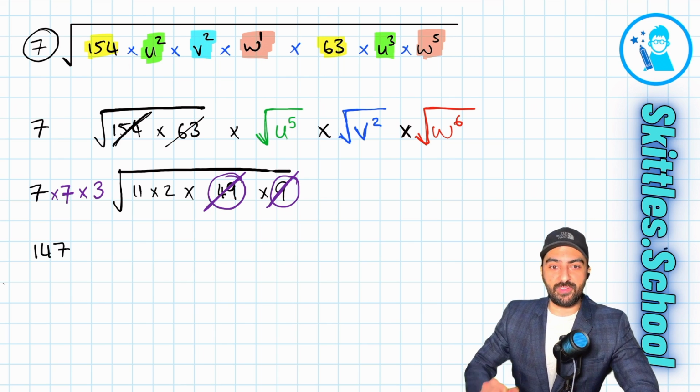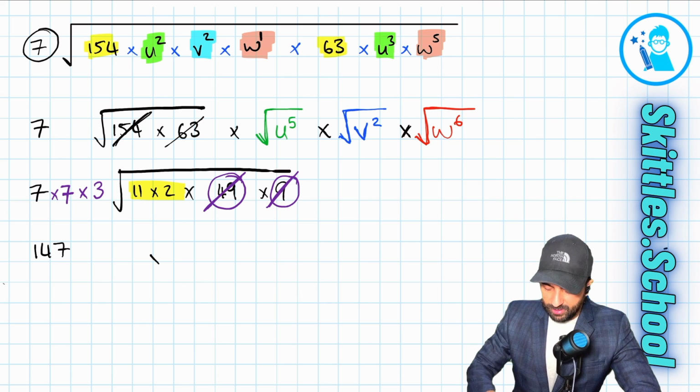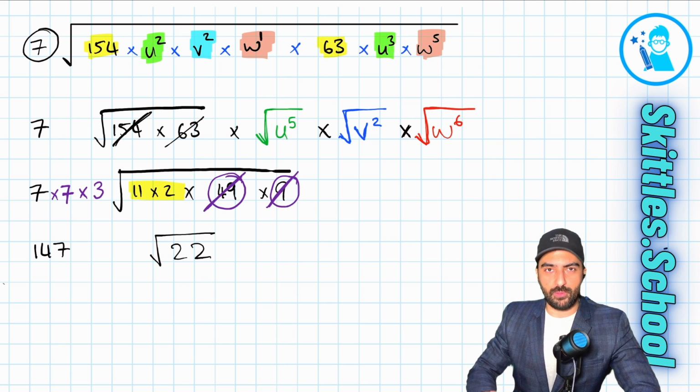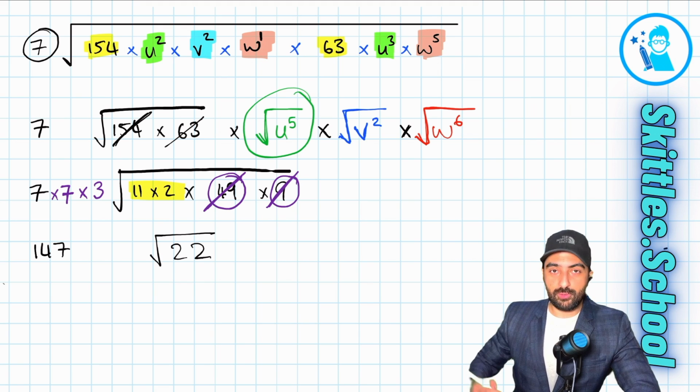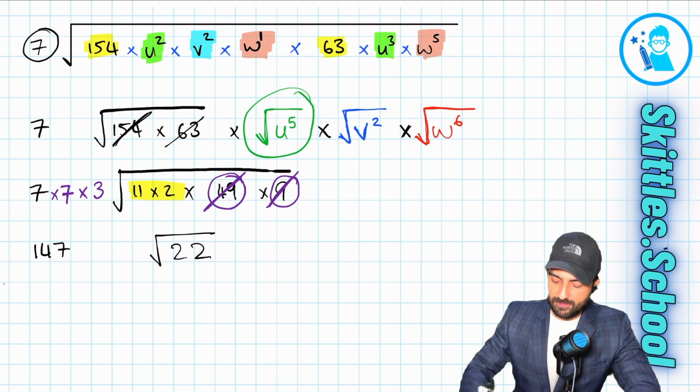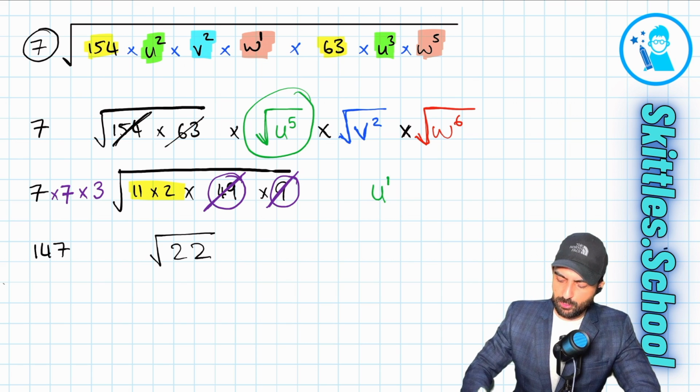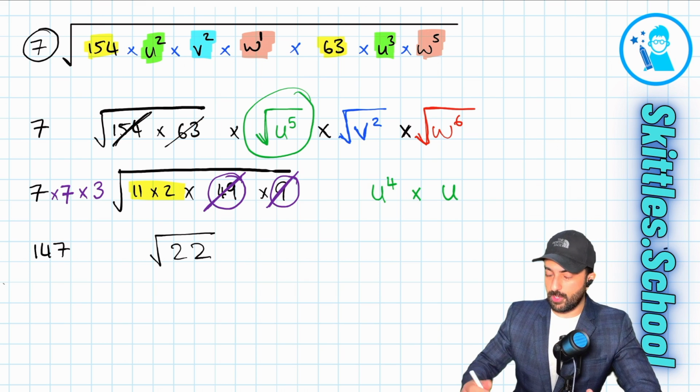And inside the square root, we still have the 11 times 2. Well, 11 times 2 is 22. So I'm going to write that as root 22. And we'll leave it like that for the moment. And you'll see why I've left a gap in a second. Let's move on to the u to the power of 5 square rooted. Well, u to the power of 5 is the same as saying u to the power of 4 times u to the power of 1, or just u. And that's still square rooted.